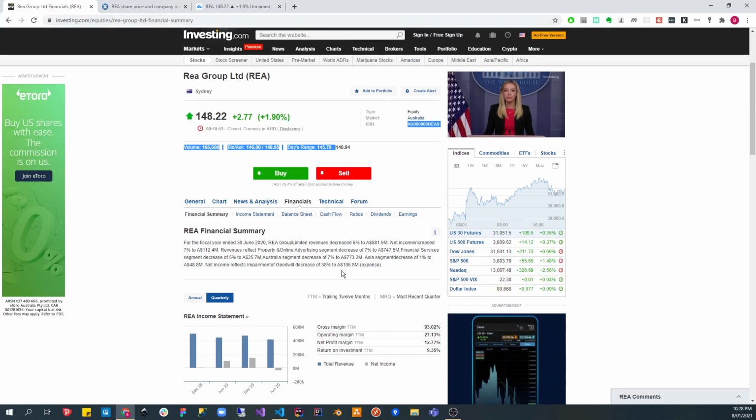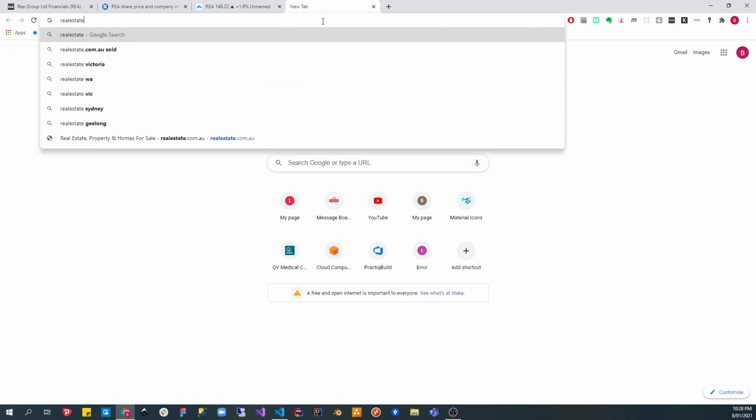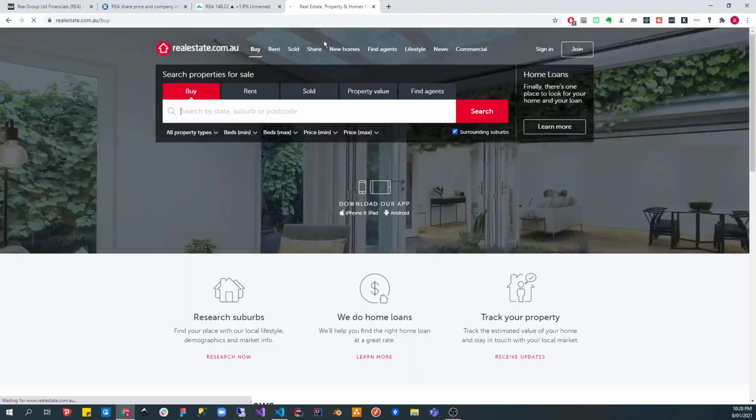So REA Group is really not a software company. It's directed at the property market in Australia. The REA Group owns realestate.com.au, a very frequently used website by buyers, renters, and agents.